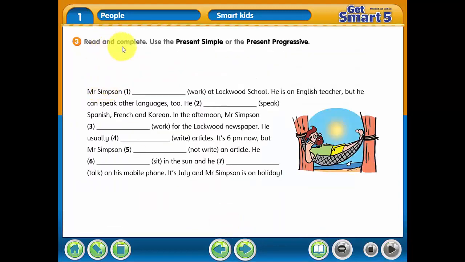Activity 3. Read and complete with the present simple or the present progressive. We are going to read this passage and complete the blanks using the present simple, as we said, the main verb, we add S in the case of the singular subject, with the word usually, and the present progressive, we use the verb to be, am, is, are, and add ing to the verb with the word now for things that happen now only.